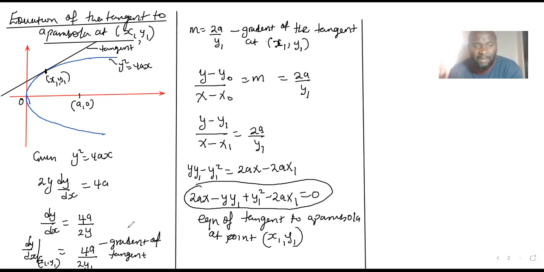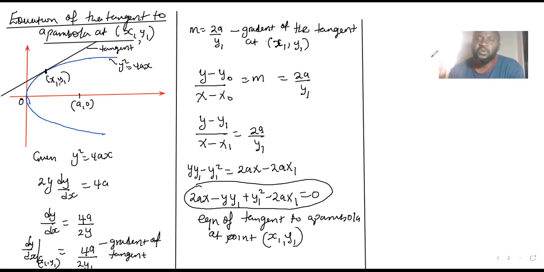If you don't know, go back to basics. Differentiate the function of the curve, get the gradient of the tangent at that point using the basic knowledge of curve sketching, then you do it like a traditional student and you get those solutions. Okay.